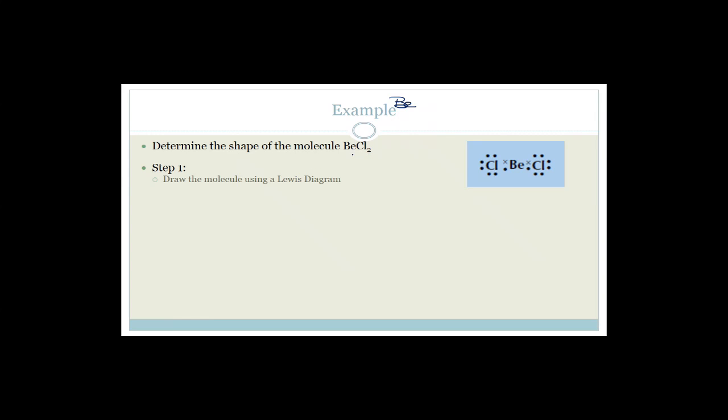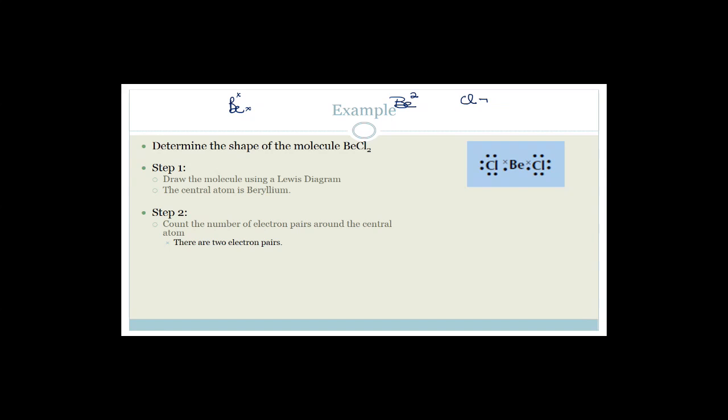So it says determine the shape of the molecule BeCl2. Be is in group 2, and chlorine is in group 7. So beryllium has 2 valence electrons and chlorine has 7. We can draw the molecules, and you'll notice that beryllium is the central atom. So we draw beryllium as 1, 2, and then chlorine over here and chlorine over here. This is quite an interesting one because it actually ends up being a linear molecule, and there's a reason. Let's skip that for a minute and talk about the other steps. We're going to count the number of electron pairs around the central atom. We've got two electron pairs.